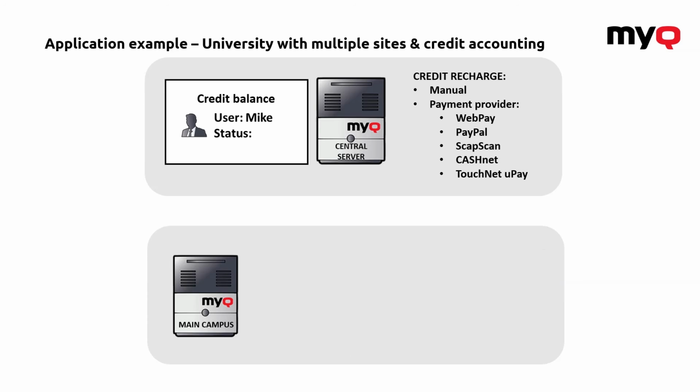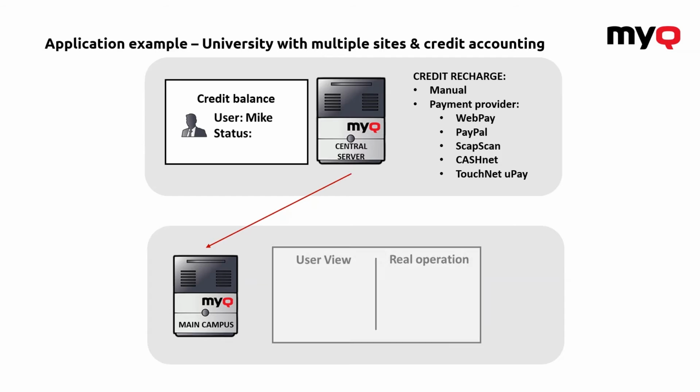Now, how I would like to demonstrate it is through our user. Let's call him Mike. This user is now connected on the main campus and wants to print some files. Now, on a central server, his credit balance is quite high. He has 100 euros on his account, but he will be printing a lot, so this amount will be reduced. Now, let me just explain how this actually works and what the user will see and what is actually happening in the background. So when the user logs in, he sees that he has the total balance of 100 euros.